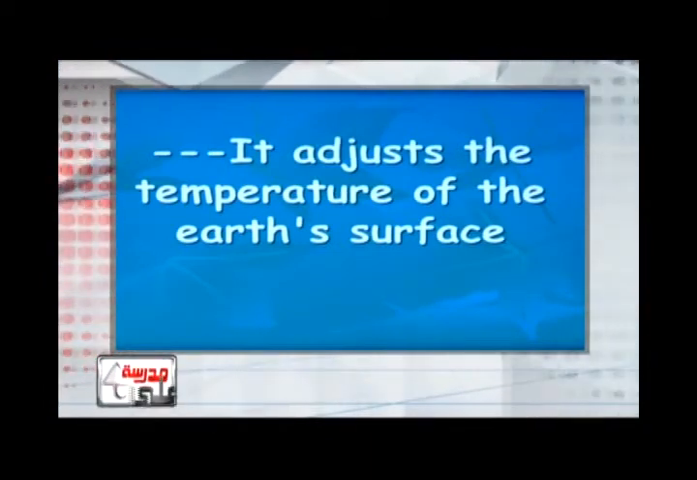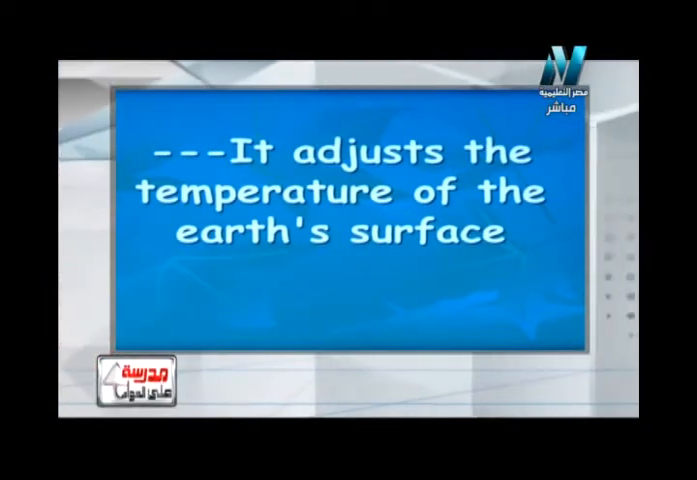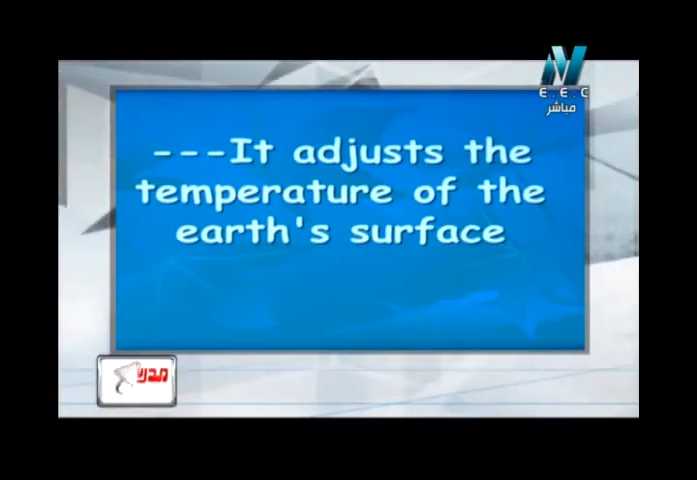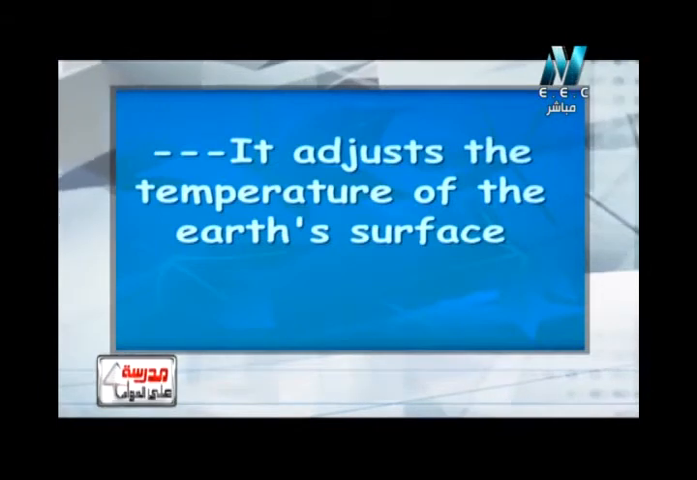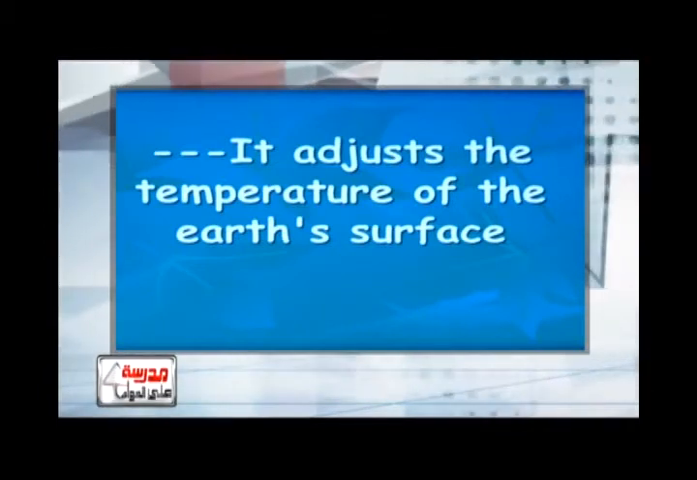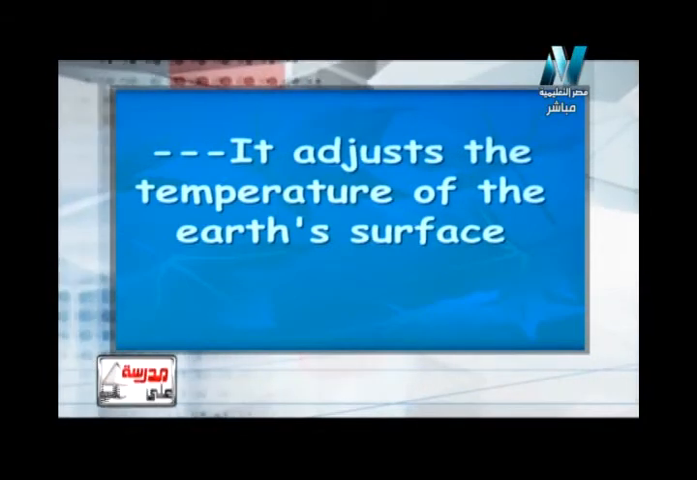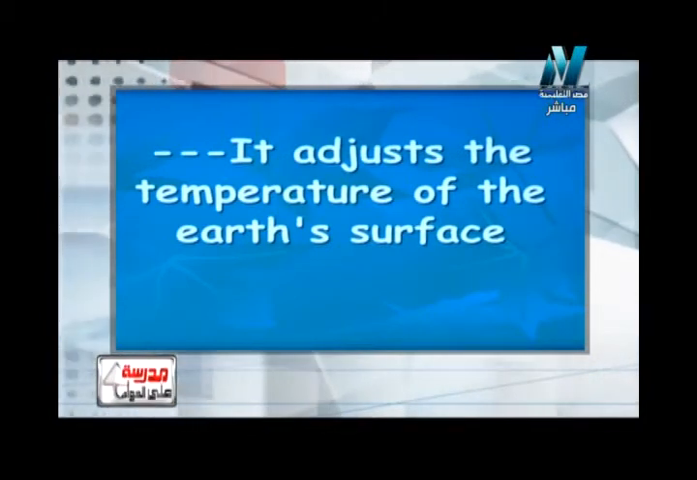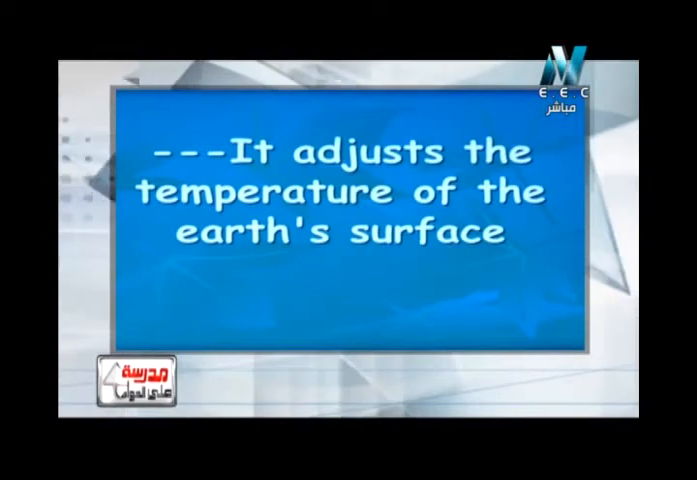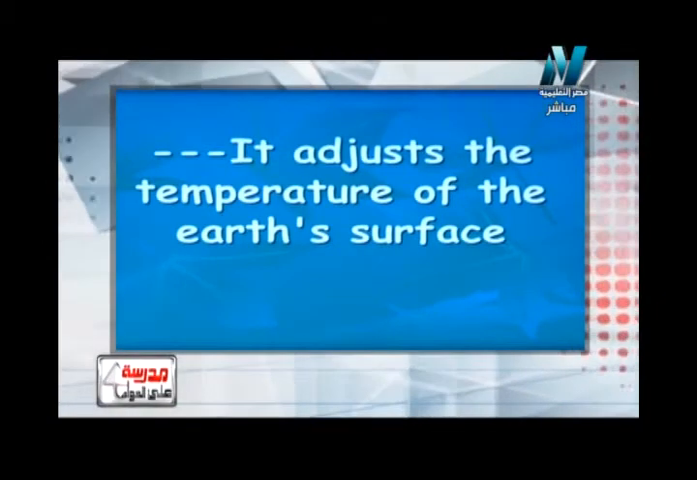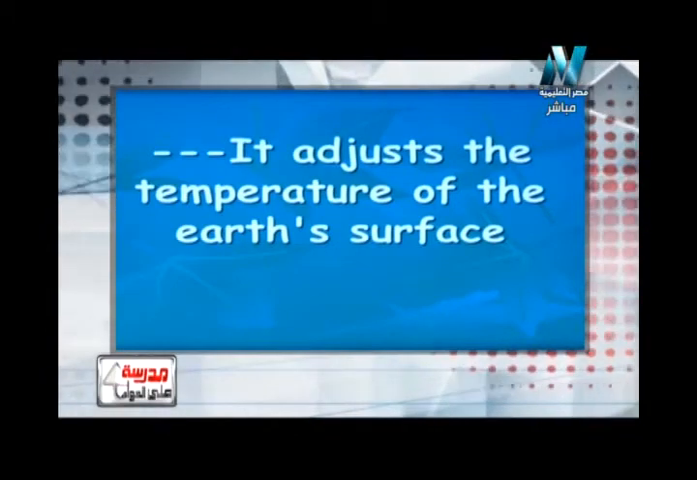Why? Because we know the air is a bad conductor. الهواء موصل رديء للحرارة. So it absorbs a large amount of heat from the sun and passes to us a very little amount. يعني بيمتص كمية كبيرة جدا من الحرارة من الشمس، بيوصل لنا كمية صغيرة جدا، عشان كده ما بنحسش بحرارة الشمس. So again it adjusts the temperature of the earth's surface and it passes to us a very little amount of heat.